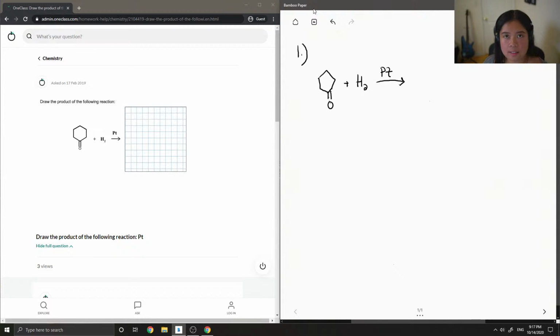I like to analyze the reactants that are given and also take a look at the catalyst. Typically when you have H2 involved, this usually means that there's a reduction reaction that's going to happen. And there's also a platinum catalyst. What I mean by catalyst is that it only helps speed the reaction. It won't end up being in the final product.